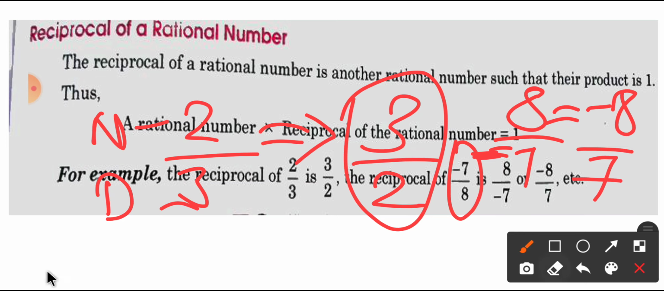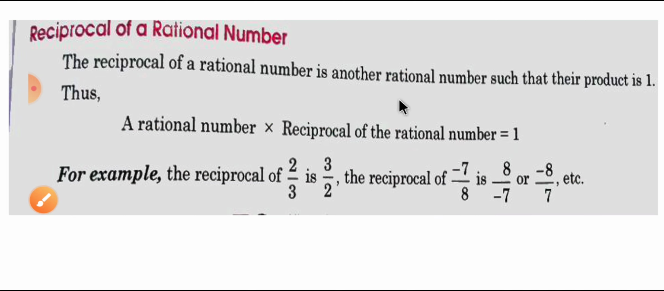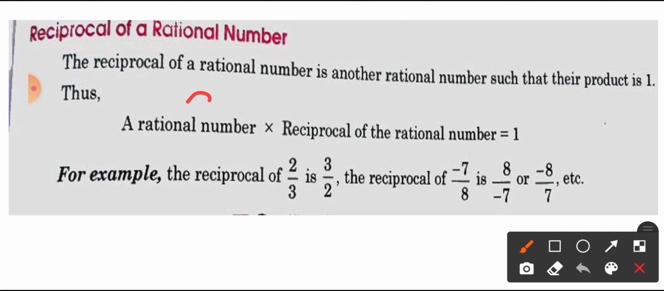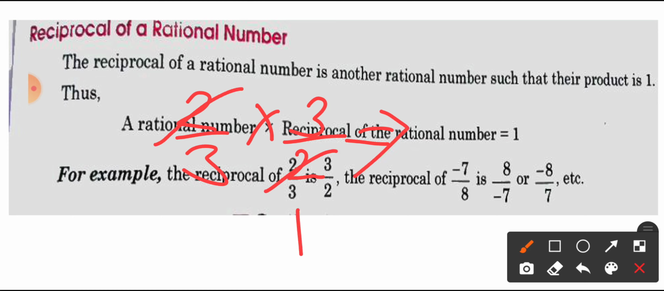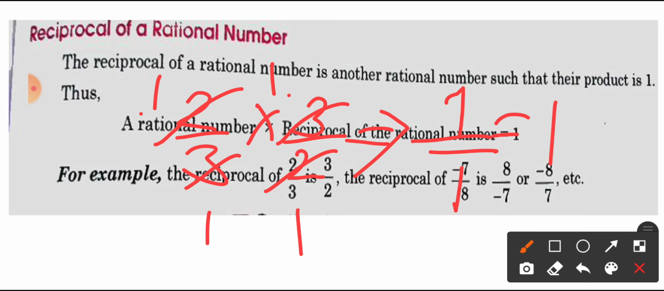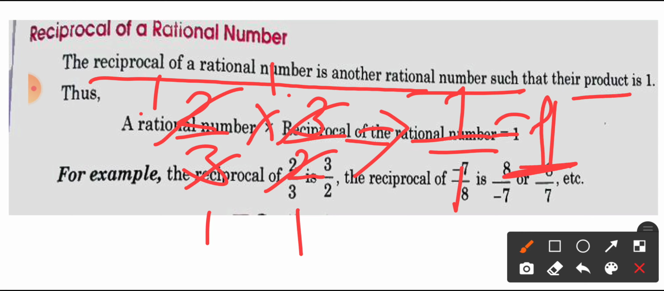Now one more line is given: if we find the product of a rational number and its reciprocal, the answer is 1. How? Your first example is given 2 by 3 and its reciprocal is 3 by 2, and multiply this. So we can cancel: 2 ones are 2, 2 ones are 2. Same here, 3 ones are 3, 3 ones are 3. So what is left here? 1 upon 1 means 1. So it says that if we multiply a rational number with its reciprocal, the answer will always be 1.